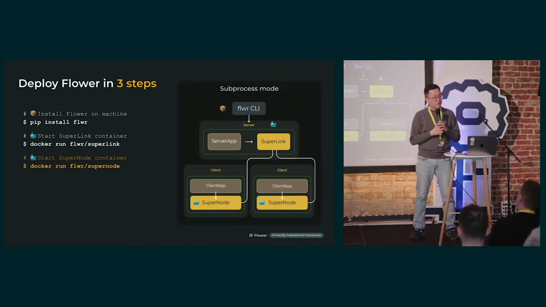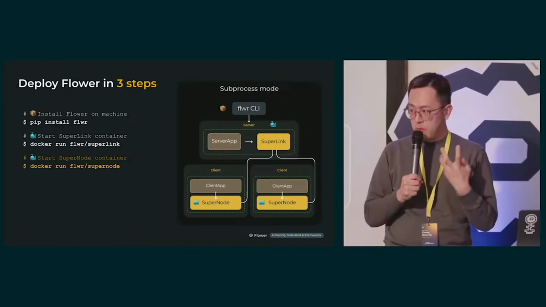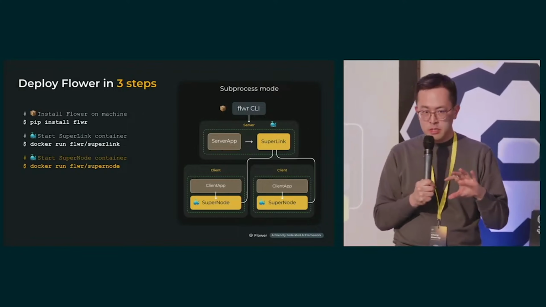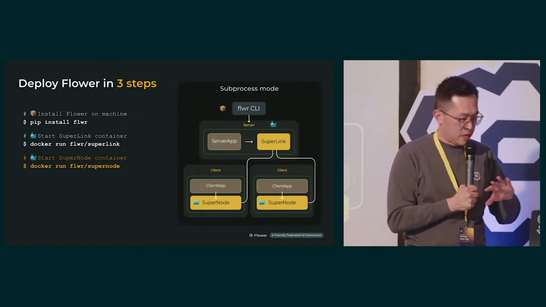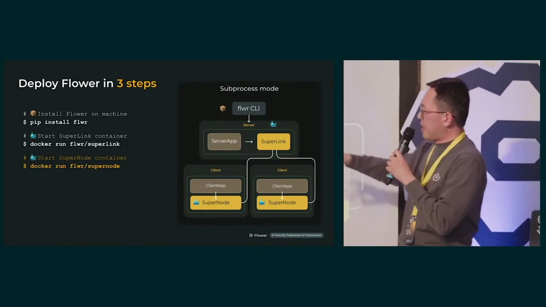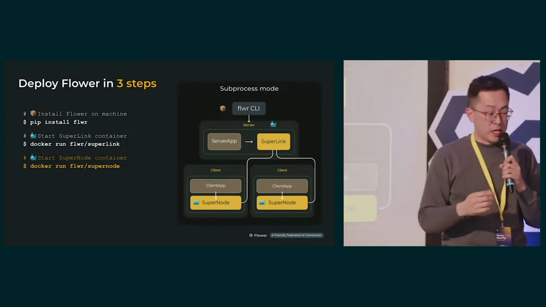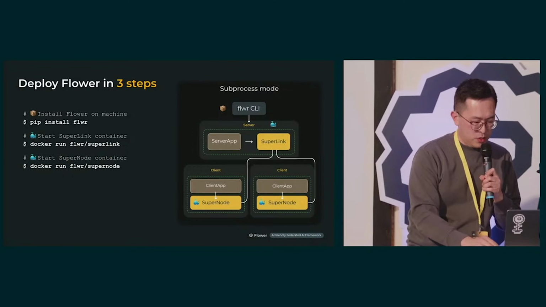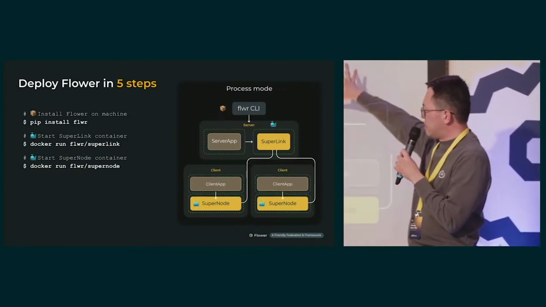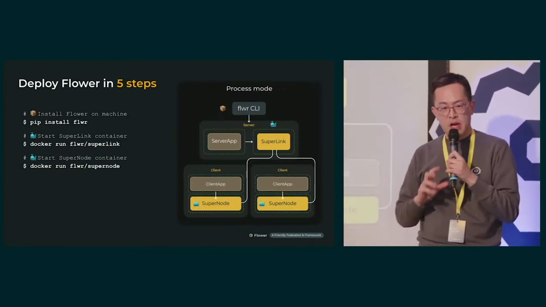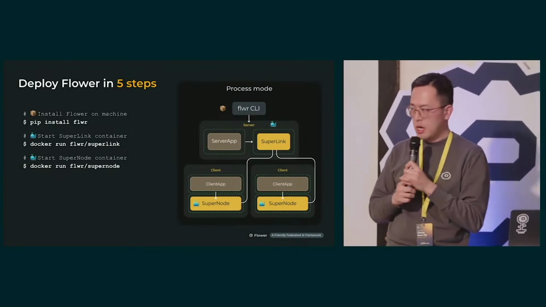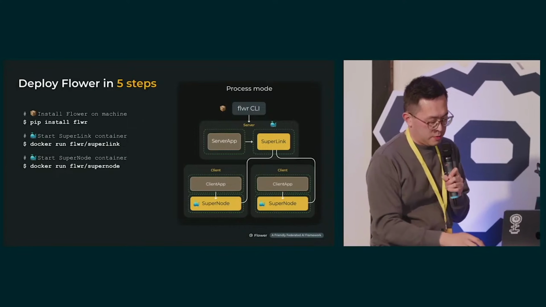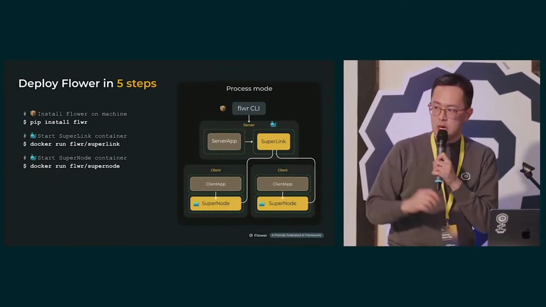Now, what if you want to have a more robust, bulletproof deployment, right? You want to have fully isolated dependencies. You want to ensure that nothing affects the execution of the superlink. So what you can do is run it in what we call the process mode. In the process mode, you can see that these text boxes here now become 6 boxes. Each of these components now has its own image and container as well.